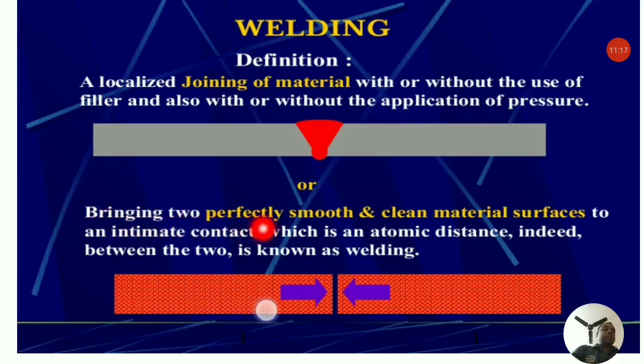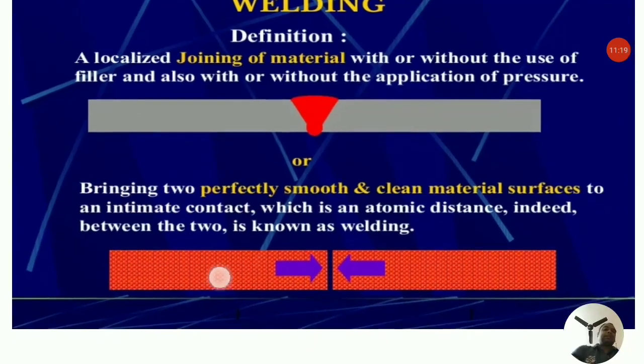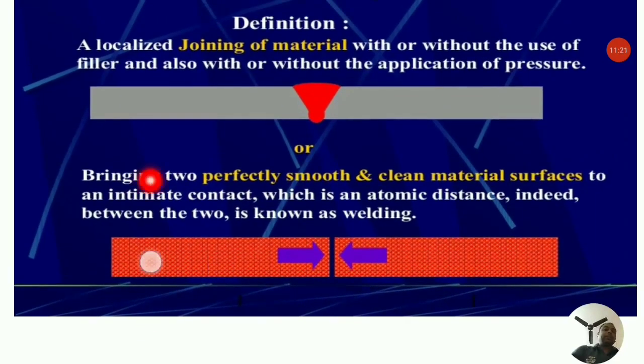There is one more thing written over here, that is the word definition of welding as bringing to perfectly smooth and clean. So this is also very important. First you have to make the two parent materials smooth and clean. So you have to clean the surface in order to have a good weld structure, to intimate contact, which is an atomic distance. Now this distance is very short, that's why it is known as atomic distance. Indeed, between the two is known as welding.